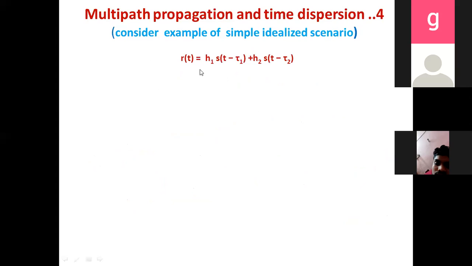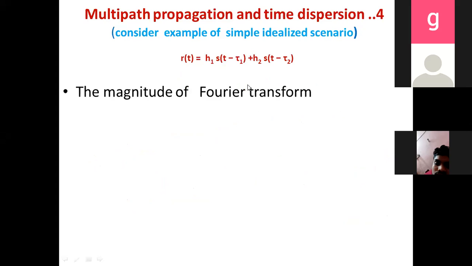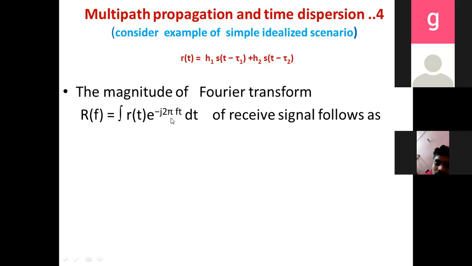The same thing I have written here. If I consider two paths, one signal with delay tau 1 and another signal with tau 2 are the impulse responses, and this is the summation of both. The magnitude of the Fourier transform I can represent like this: the Fourier transform of the received signal is the integral of r(t) times e power minus j 2 pi f t dt. If we convert it into the Fourier transform, this is the equation.